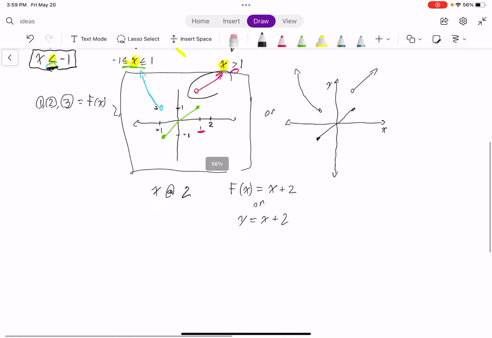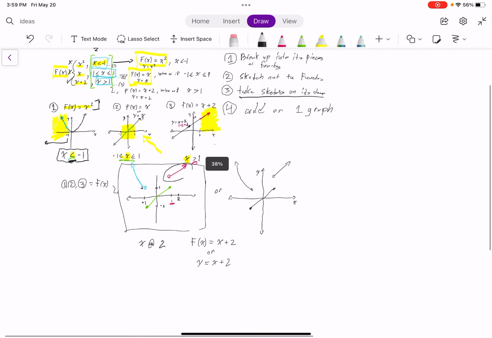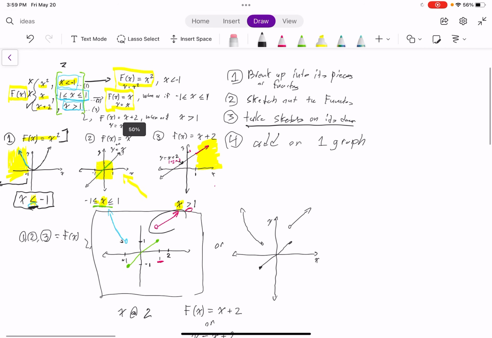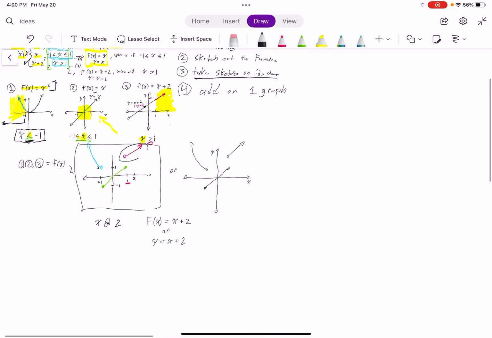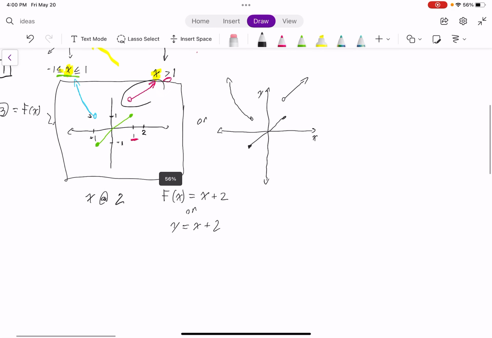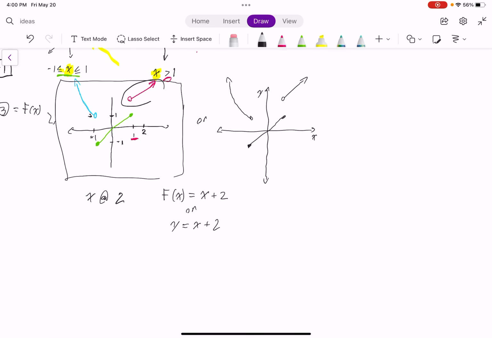So there it is, kind of how to sketch a piecewise function and what it means. So basically, in conclusion, a piecewise function is just a group of functions over different intervals.